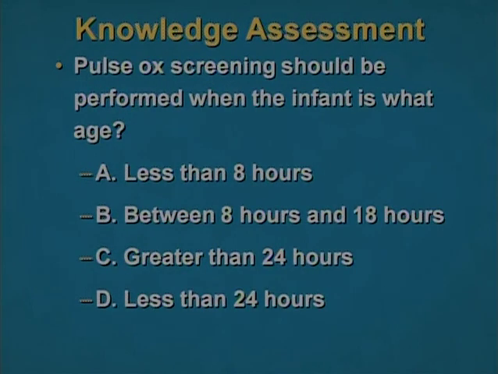And so this states, pulse ox screening should be performed when the infant is what age? A, less than 8 hours. B, between 8 hours and 18 hours. C, greater than 24 hours, or D, less than 24 hours. And the answer to that is C, greater than 24 hours. Again, the pulse ox screening should be performed between 24 and 48 hours of age.